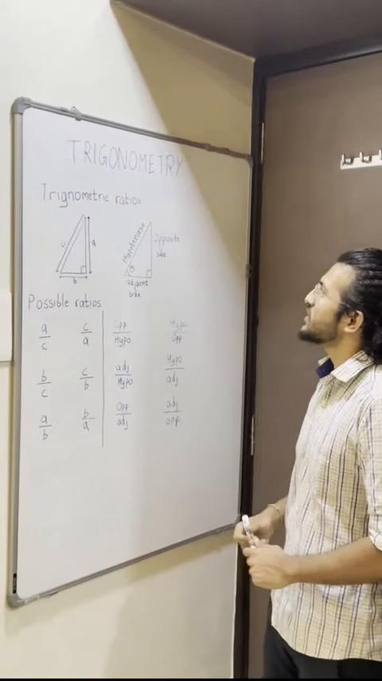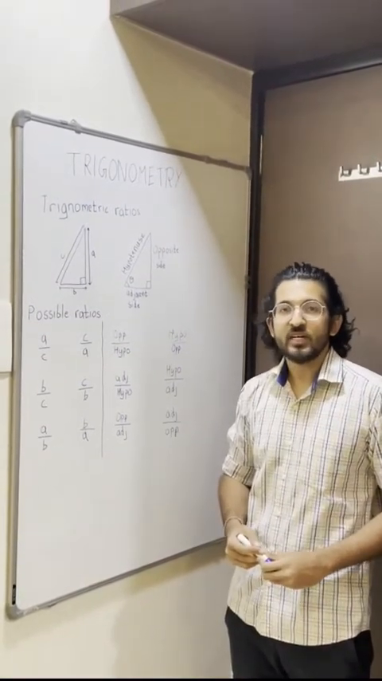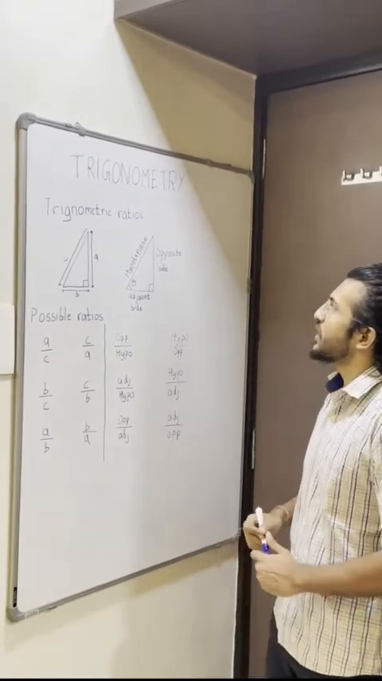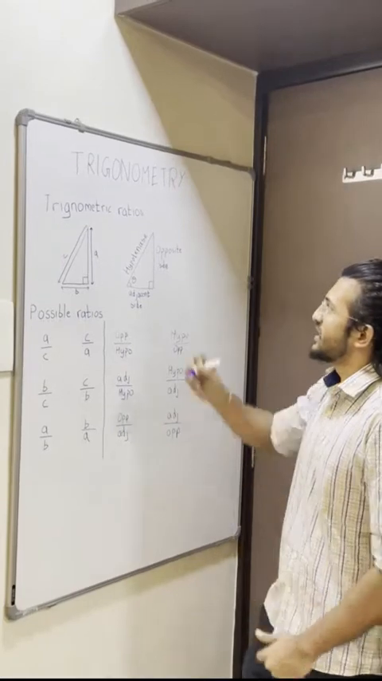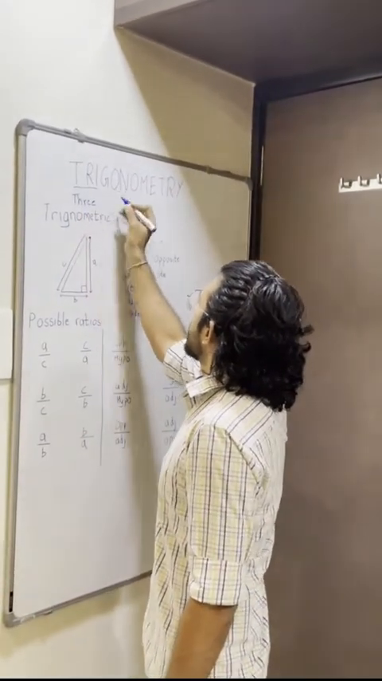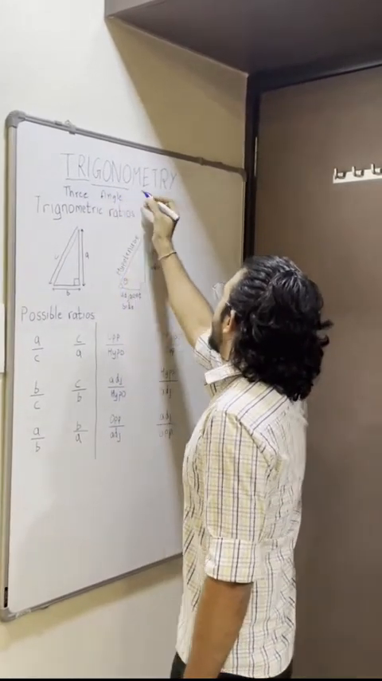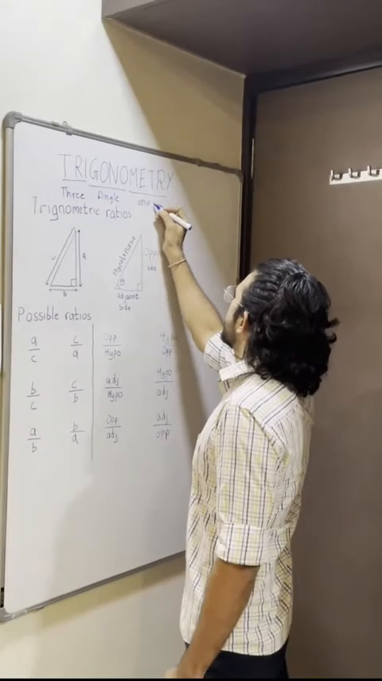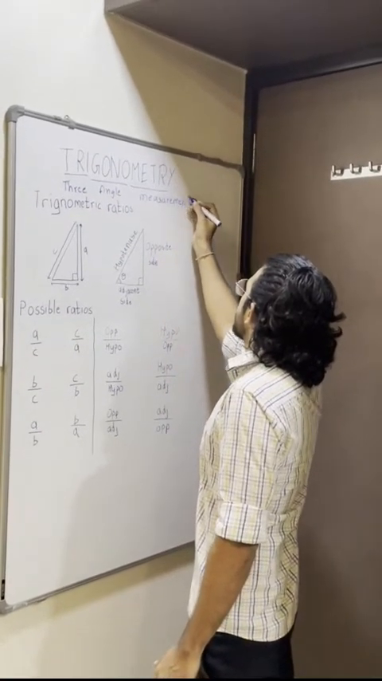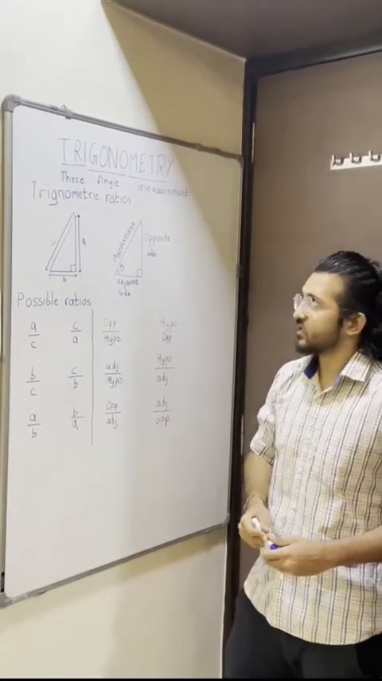Our today's topic is trigonometry. Trigonometry is a branch of mathematics which deals with triangles, particularly right angle triangles. The word trigonometry is made from three Greek words: tri, which means three, gono, which means angle, metry, which means measurement. Therefore, we can say that trigonometry is a study of triangles.